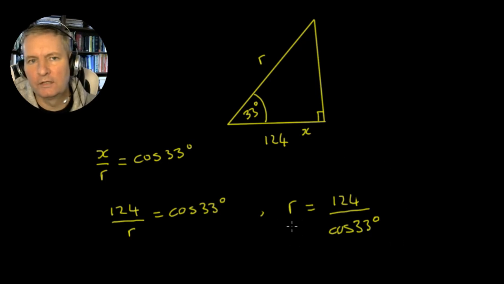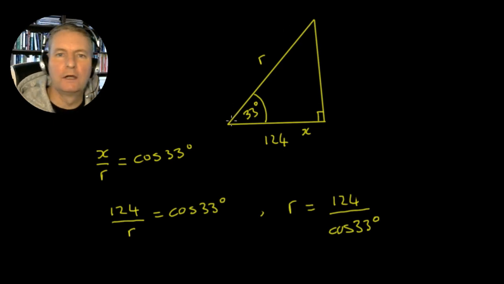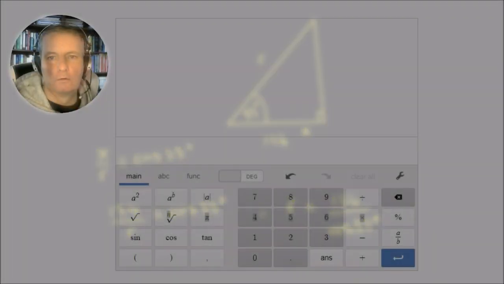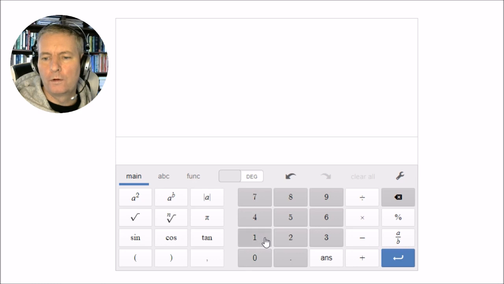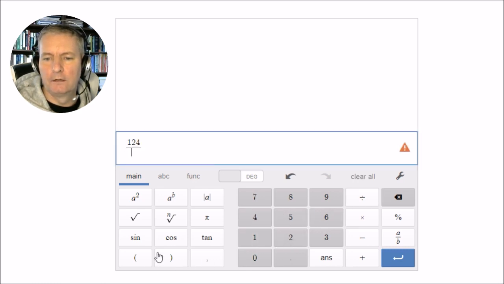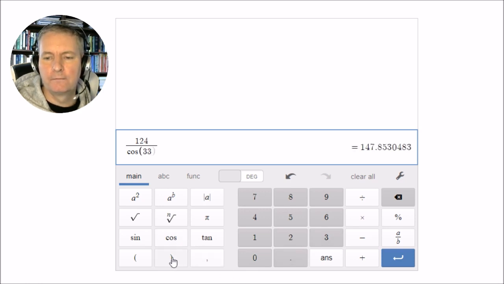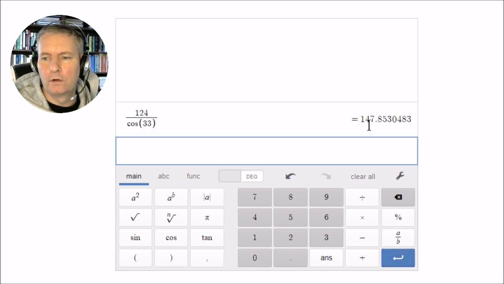So we can put this into the graphical calculator and we can work out what this length r is. So let's go and do that now. So we can put in our 124 divided by the cosine of our 33 degrees. And that's going to give us an answer of 147.85 meters.